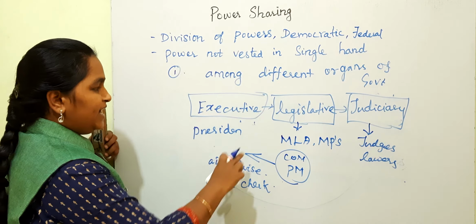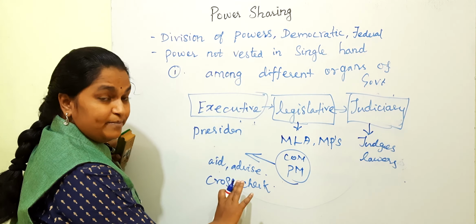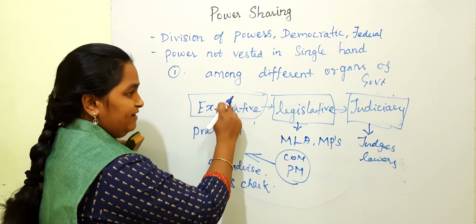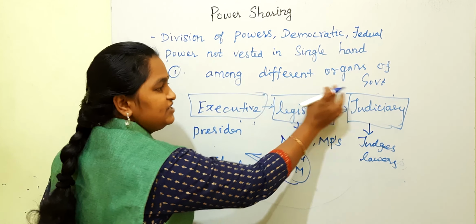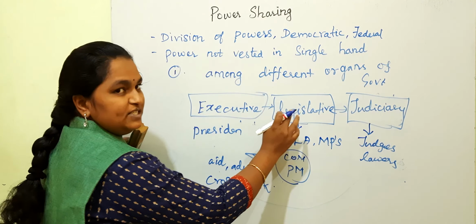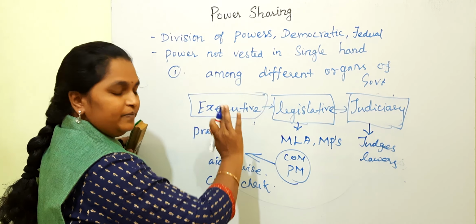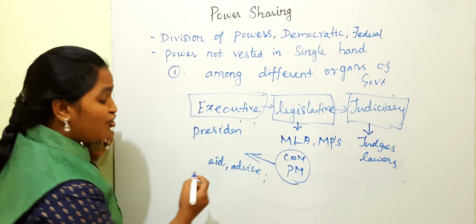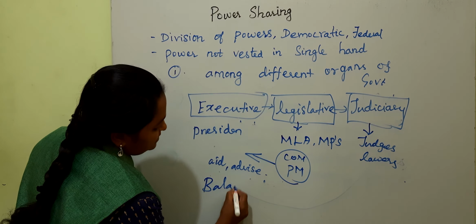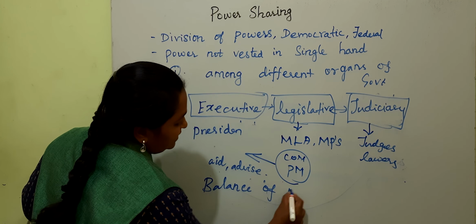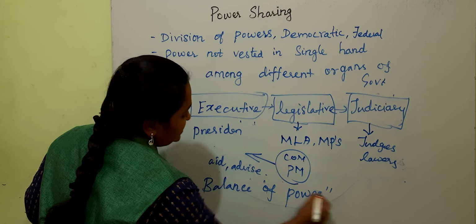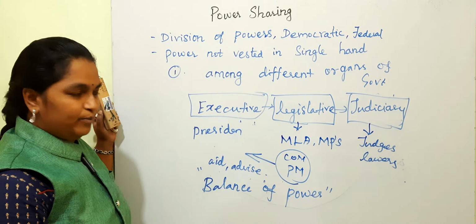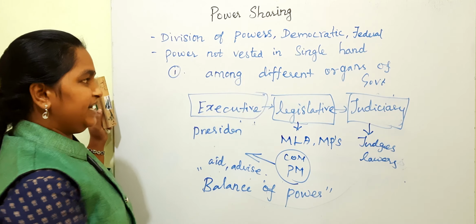So fine, here the power is shared and cross-checked by one another. The legislature will check the judiciary, the judiciary will check the legislative. In this way, it will continue. So this is known as the balance of power. This concept is the balance of power, checks and balance of power. This is very important. Yes, children, this is very nice.